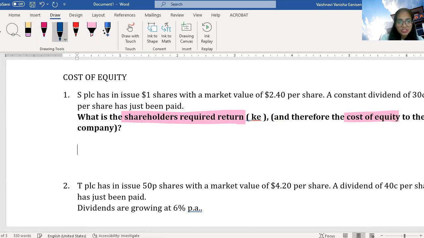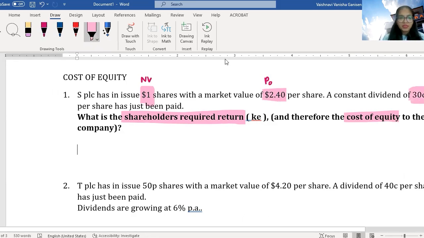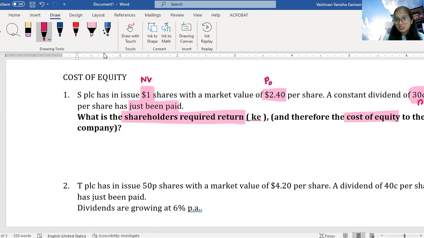SPLC has in issue $1 shares with a market value of 2.4. So this is the nominal value, and this is the market value. A constant dividend of 30 cents per share has just been paid. That means this is my D0, and because it has just been paid, this is the ex-div market value.